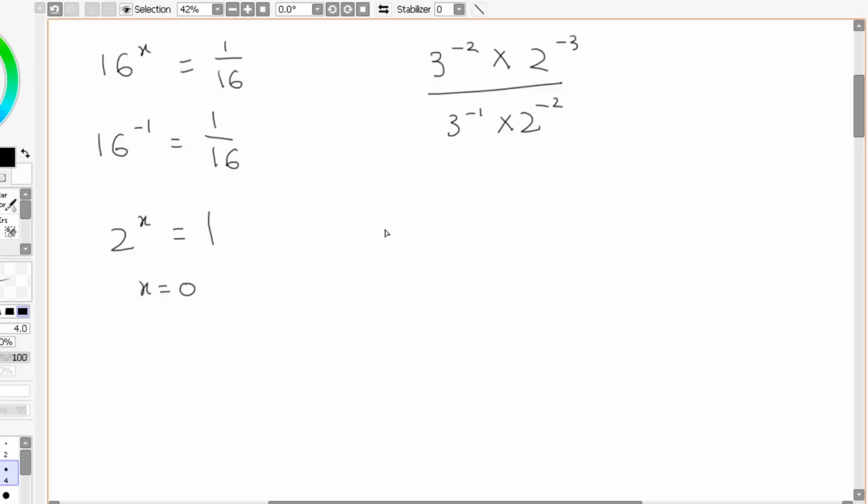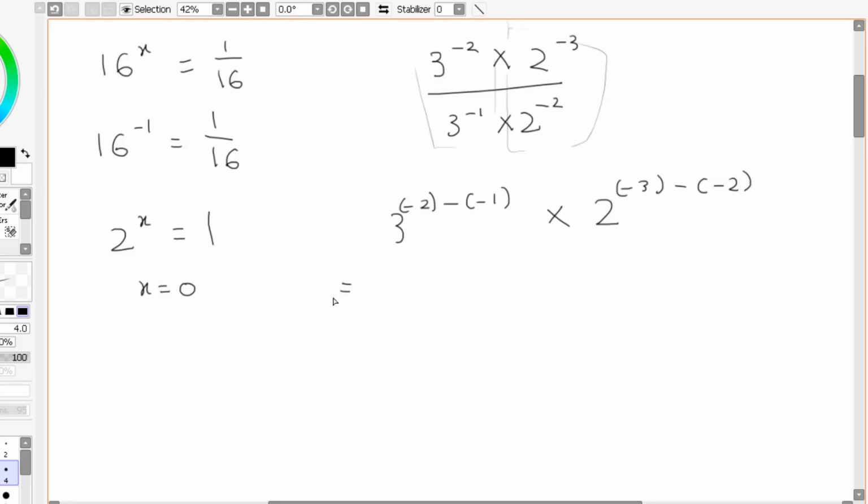So here you go. We can do 3 to the power of negative 2 minus the negative 1. This has to do with this portion right here. So we have the negative 2 minus, because we're dividing, this negative 1. And then times 2 to the power of negative 3 minus negative 2. Again, this part is this part. We're just doing this negative 3 minus, because we're dividing, the negative 2.